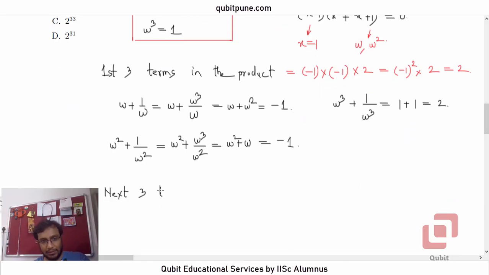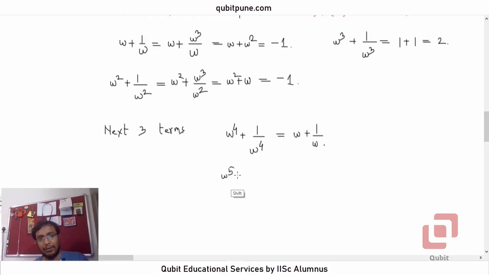Next three terms. Now you begin to realize that when I write omega raised to 4 plus 1 upon omega raised to 4, I know that omega cubed is 1. So this is as good as omega plus 1 over omega, correct? When I write omega raised to 5 plus 1 upon omega raised to 5, because omega cubed is 1, omega raised to 5 will be omega squared itself, and this will again be omega squared plus 1 upon omega squared. And no question about omega raised to 6 plus 1 upon omega raised to 6, that is going to be 1 plus 1, that's 2.